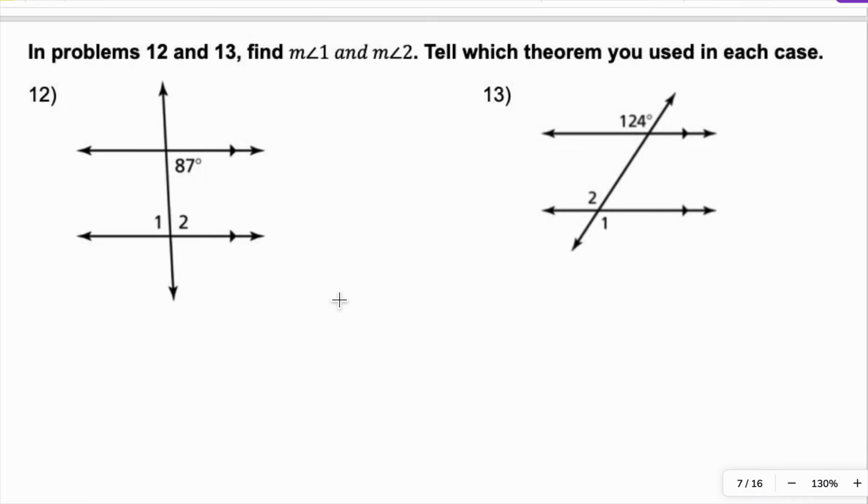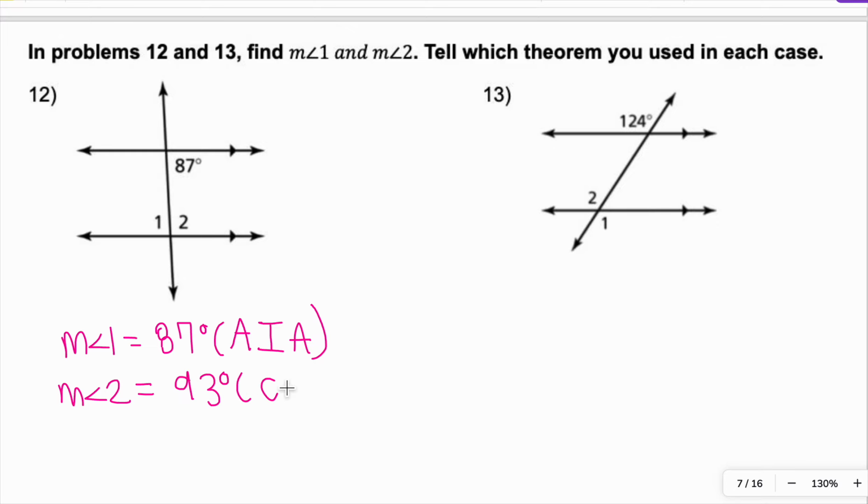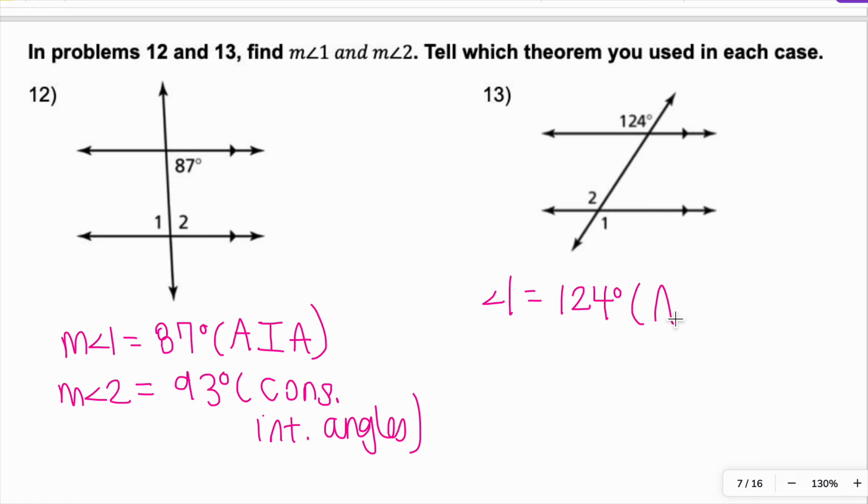In questions 12 and 13, find the measure of angle 1 and 2, and then the theorem that you used. So for the measure of angle 1 in number 12, I found that to be 87 degrees, because those are alternate interior angles. And then the measure of angle 2 is going to be 93 degrees, because those are consecutive interior angles, where they add up to be 180 degrees. For 13, angle 1 is equal to 124 degrees. I used the alternate exterior angle theorem, and angle 2 is also 124 degrees. I used the corresponding angle theorem.